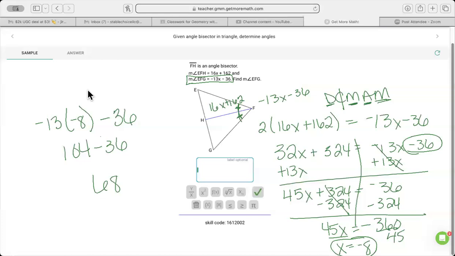So that's how we're going to end up with a positive measure in the degree. So the x can be negative, but your angle measures are always going to be positive because to get an angle, we have to have a distance, right?